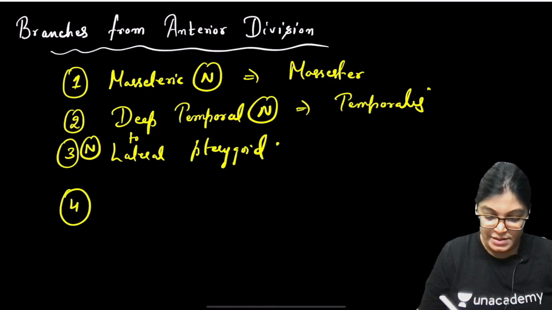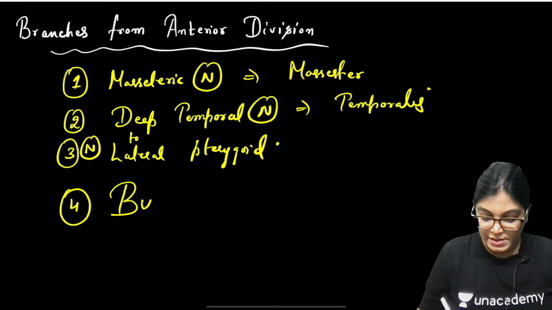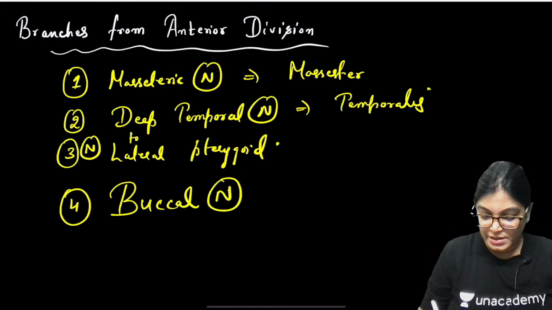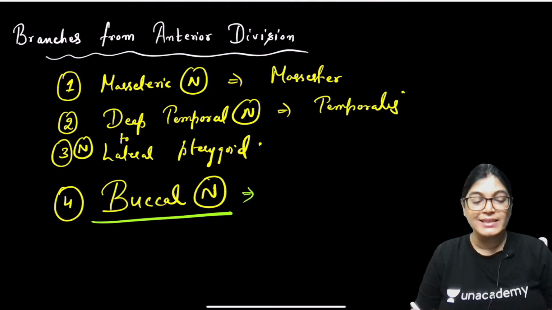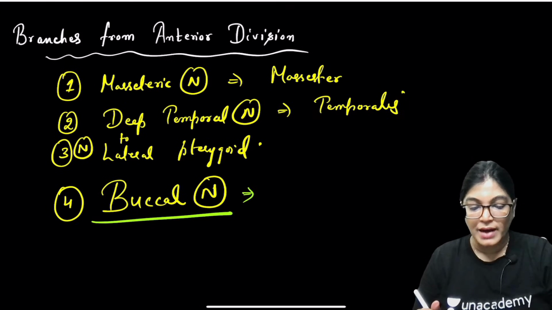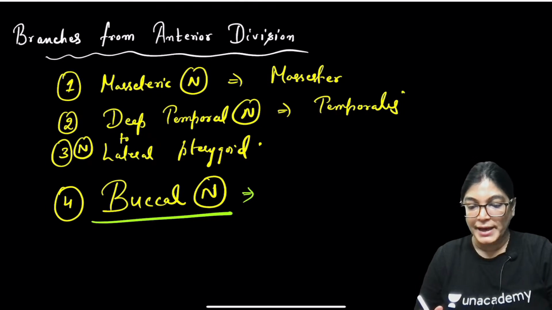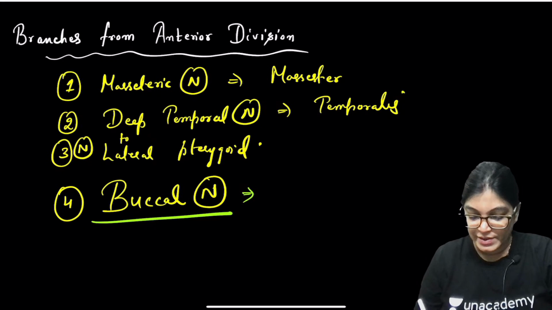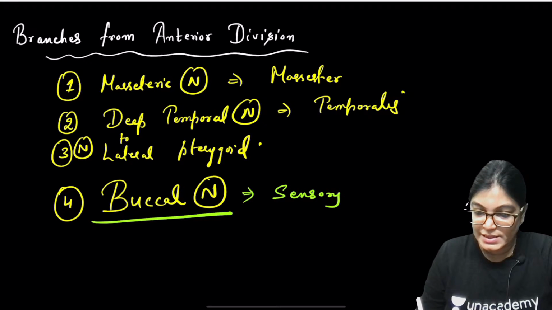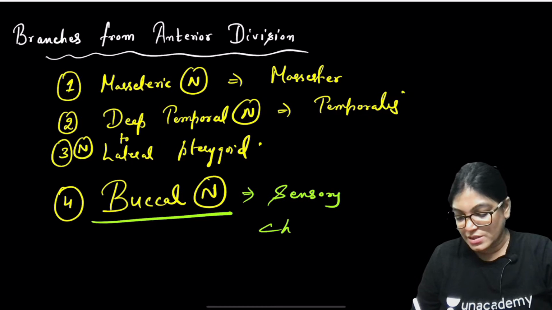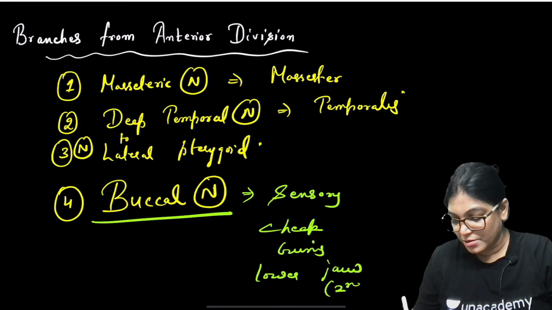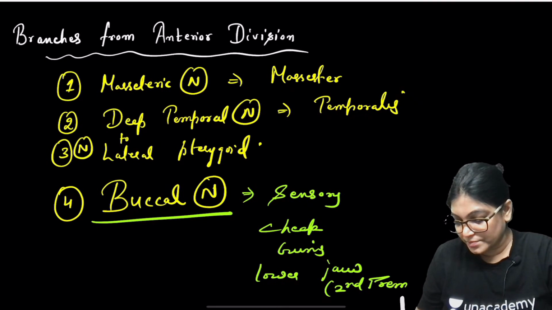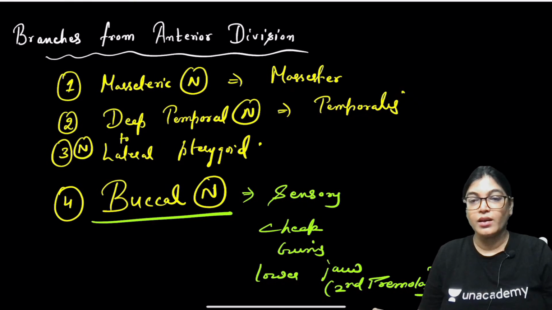As I told you, one is the buccal one, this is the sensory. Buccal nerve is the sensory branch from the anterior division of mandibular nerve. It is giving sensory supply mainly to the cheeks, the gums, the lower jaw till the level of second molar, premolar teeth. Got it?